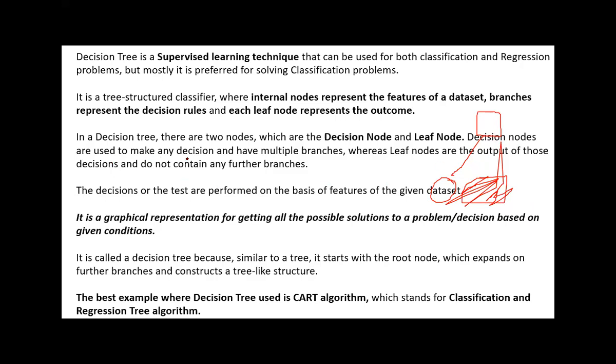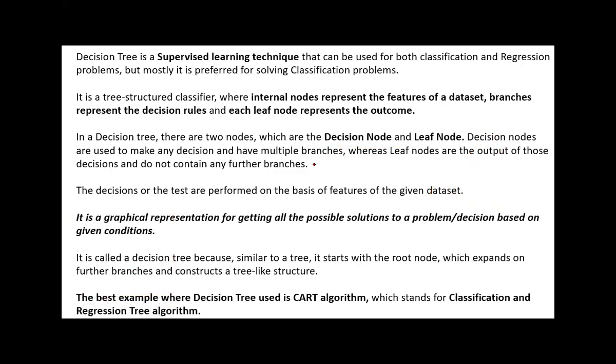In decision tree, there are 2 nodes. One is decision node and the other is leaf node. This is called decision node, and the last node, which does not have any divisions, that node is called leaf node, and all other nodes are called decision nodes. There are only 2 types of nodes. One is decision node, another one is leaf node.